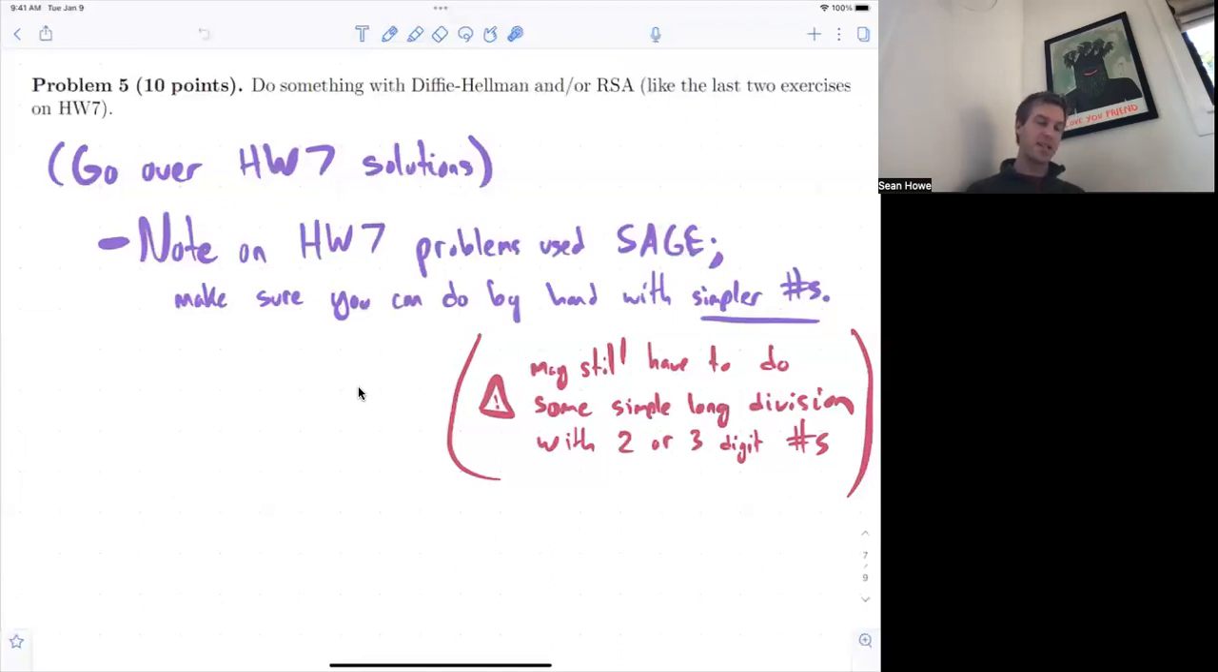And again, let me emphasize, on homework 7, of course, we use Sage because the computations are too hard to do by hand. The computations on the exam will be set up so you can do them by hand. Whatever the question is, it will be set up so you can do it by hand. You might have to do some simple long division with 2 or 3 digit numbers. So just be ready for that, but the numbers will work out pretty simply in the end. So it won't be very complicated when you actually do it. Just don't get scared about doing long division with a small 2 or 3 digit number.